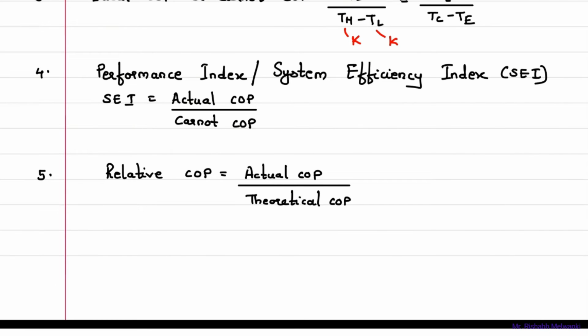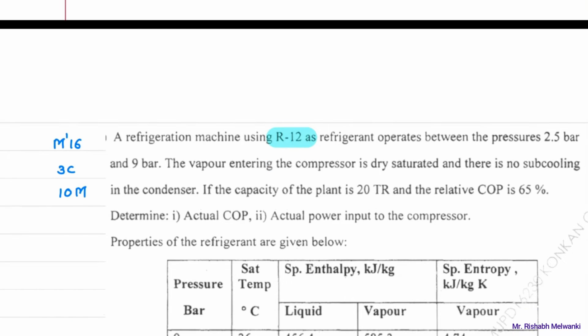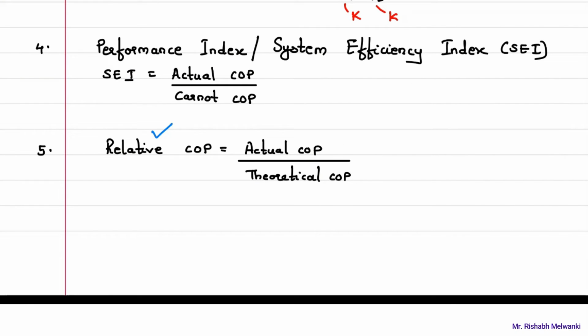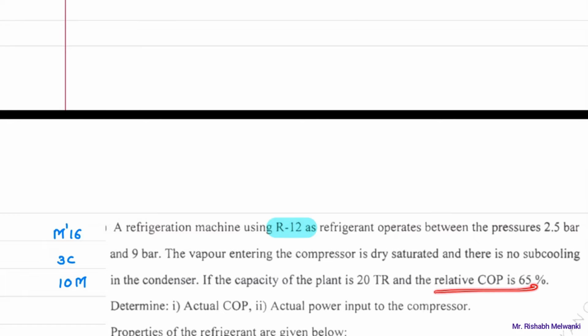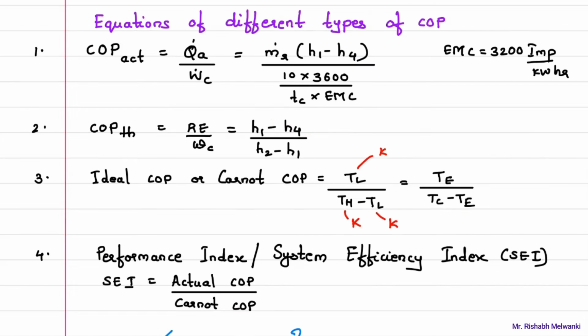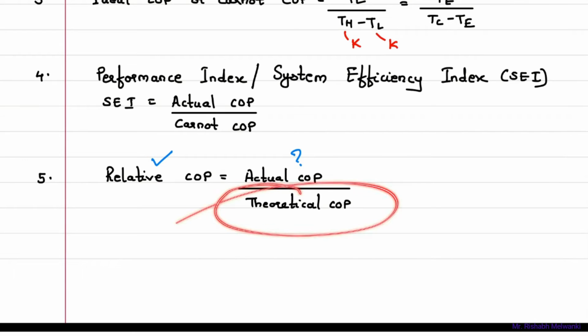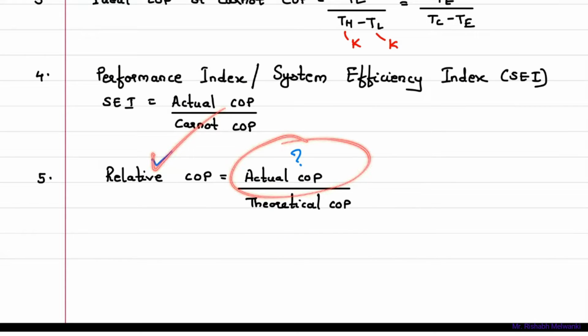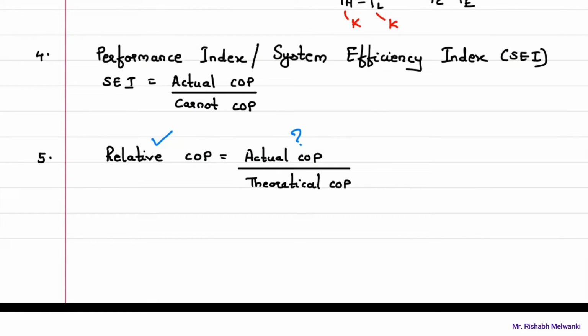We have to find actual COP. If you see the equation, what is given? Relative COP is given, and we have to find actual COP. So what is required to be found out? Theoretical COP. How to find theoretical COP? What is the formula? H1 minus H4 upon H2 minus H1. We have to use this equation and we will get theoretical COP. Relative COP is given, so if we cross multiply relative into theoretical, we will get actual COP. So we have to find basically theoretical COP.